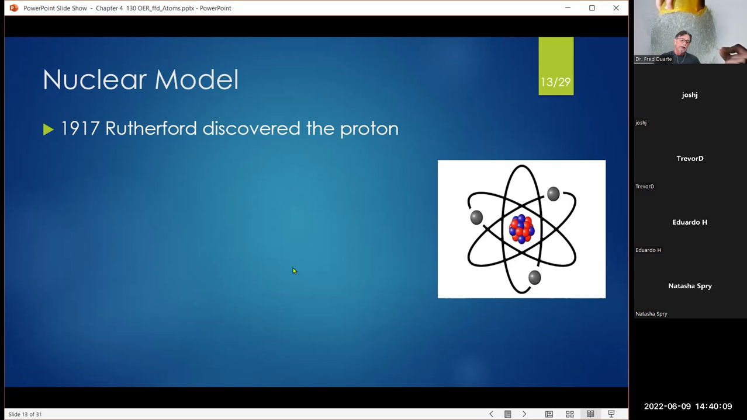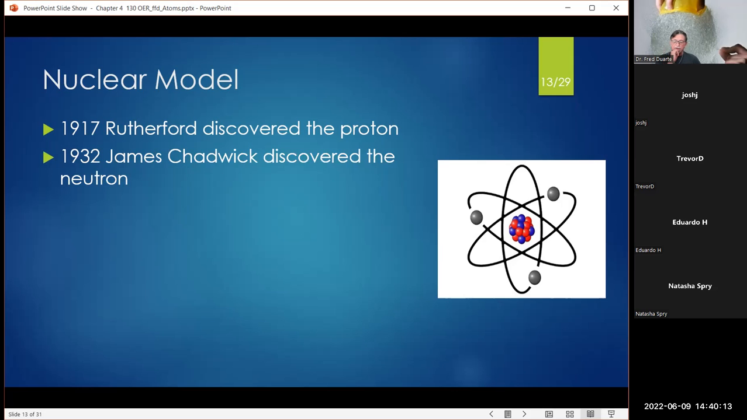It wasn't until the 1930s that another scientist by the name of Chadwick discovered what is now known as the neutron, okay? And so we have JJ Thomson noted for discovering the electron. Then we've got Rutherford noted for discovering the nucleus/proton. And then Chadwick comes along and puts in his 2 cents, and he's noted for discovering the neutron.